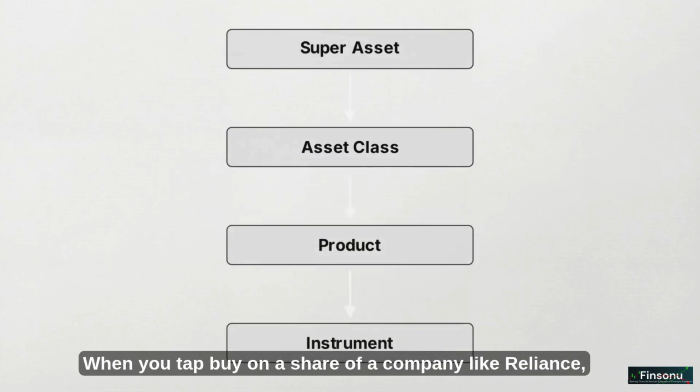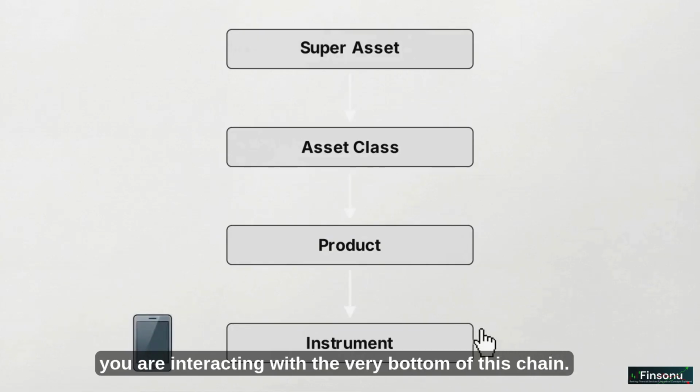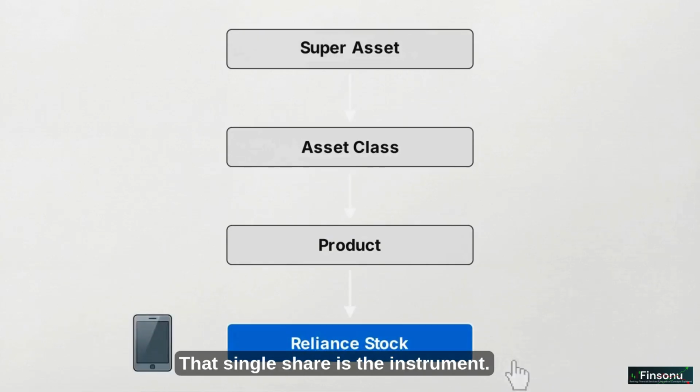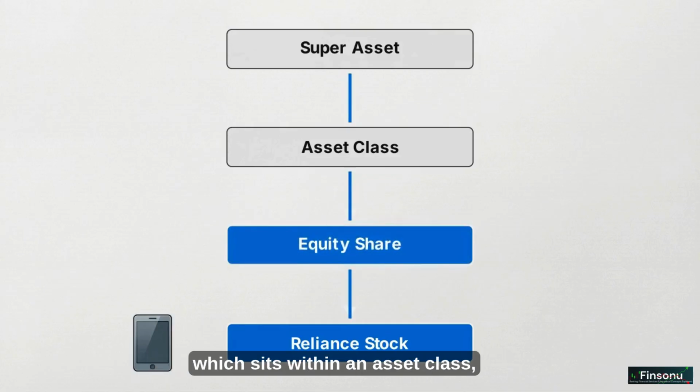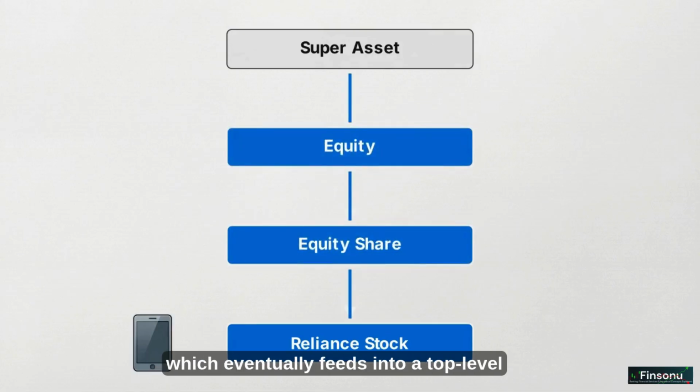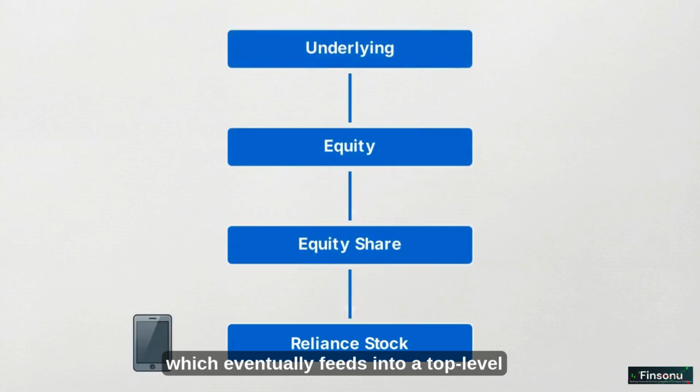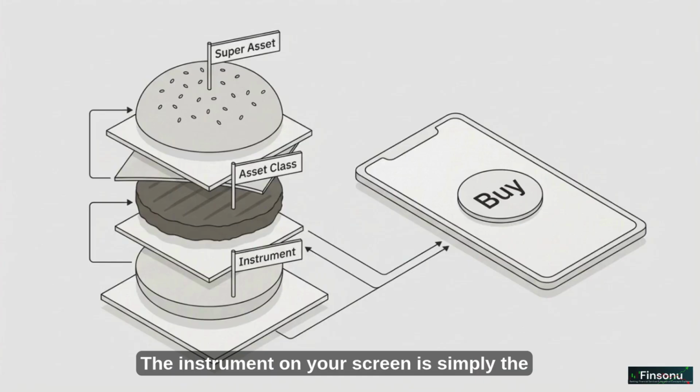the very bottom. When you tap buy on a share of a company like Reliance, you are interacting with the very bottom of this chain. That single share is the instrument. That one tap traces upward through the entire structure. The share belongs to an equity product, which sits within an asset class, which eventually feeds into a top-level super asset. The instrument on your screen is simply the visible surface of a massive structural matrix.